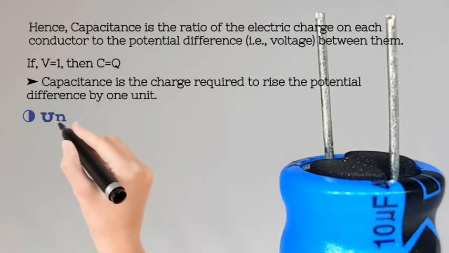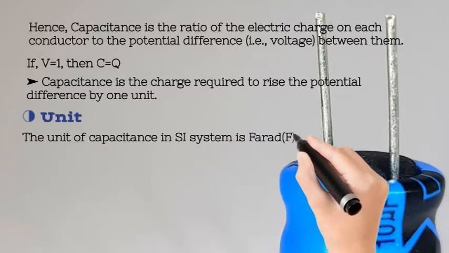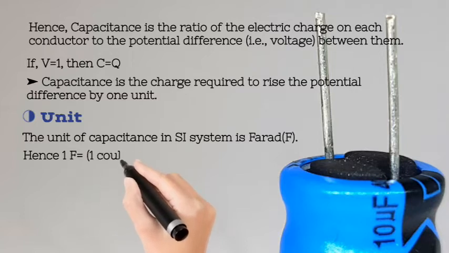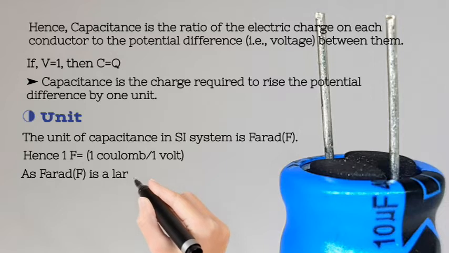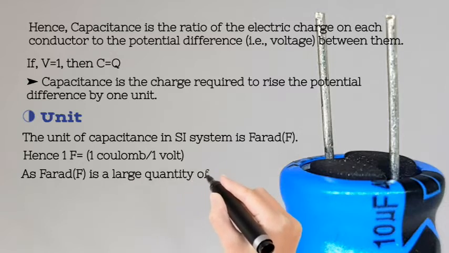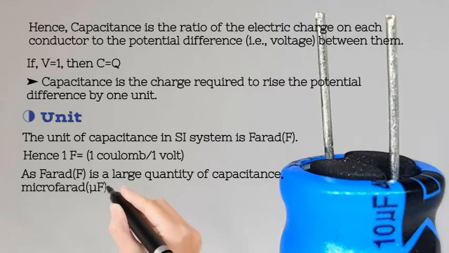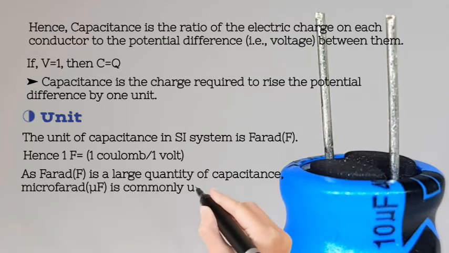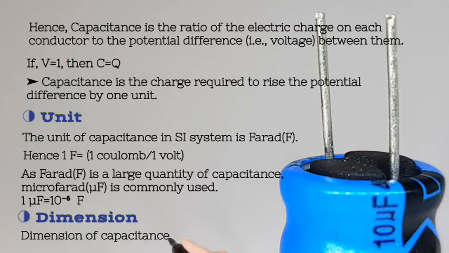Now, the unit of capacitance in SI system is farad. Hence, 1 farad is equal to 1 coulomb by 1 volt. As farad is a large quantity of capacitance, microfarad is commonly used, where 1 microfarad is equal to 10 to the power minus 6 farad. Now, the dimension of capacitance is M inverse L to the power minus 2 T to the power 4 A squared.